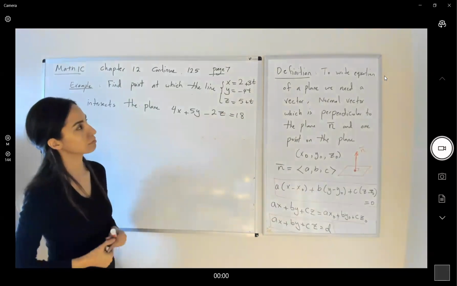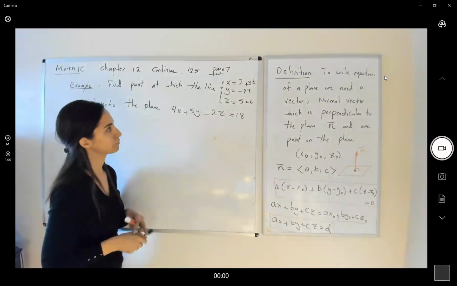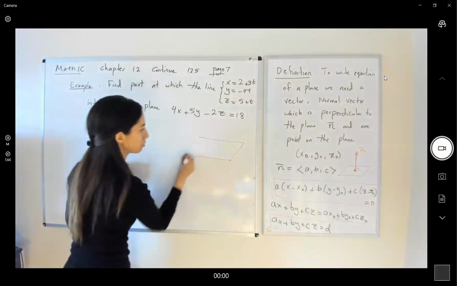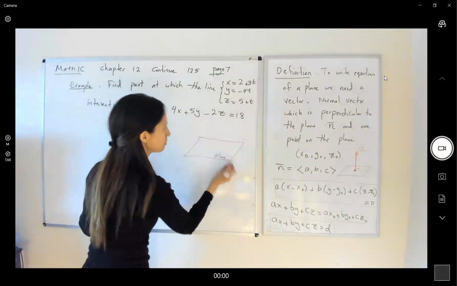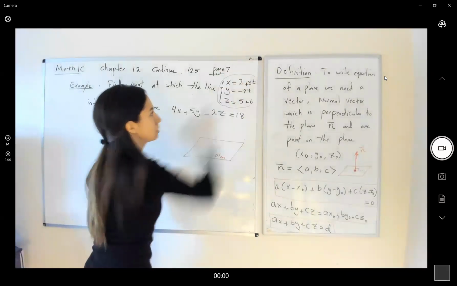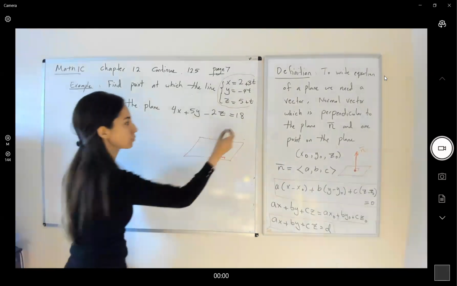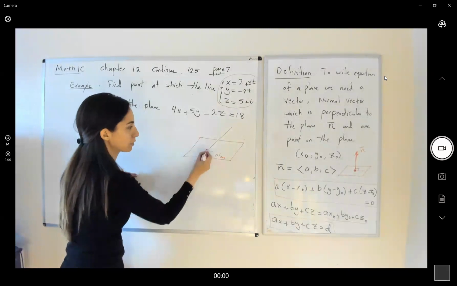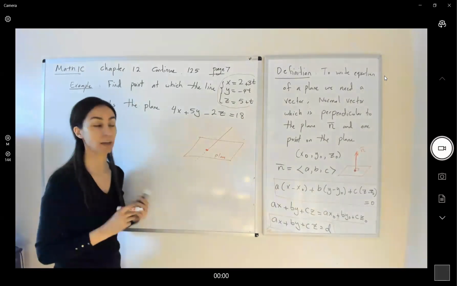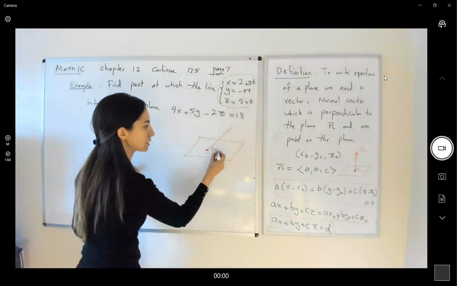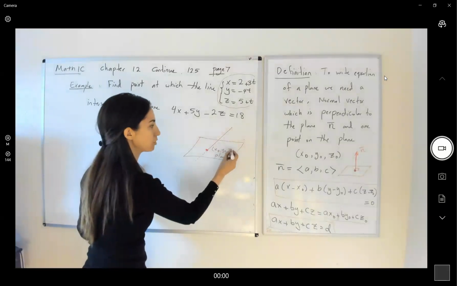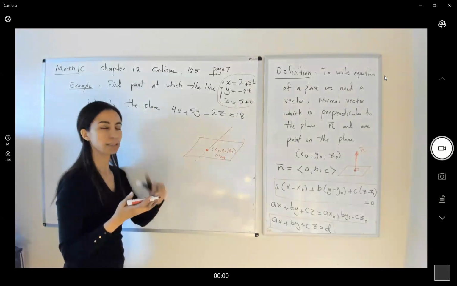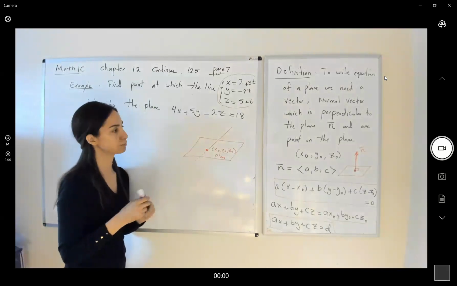Okay. What does it ask us? You have a plane. This is your plane. And this is just a line passing through this plane at a point. The question says, what is this point? This point has x sub 0, y sub 0, and z sub 0. So it has a first coordinate, a second coordinate, and a third coordinate.